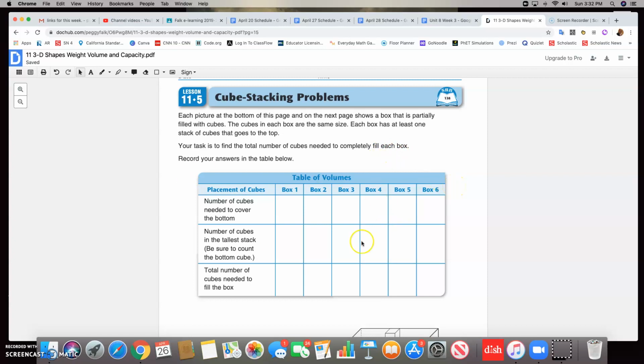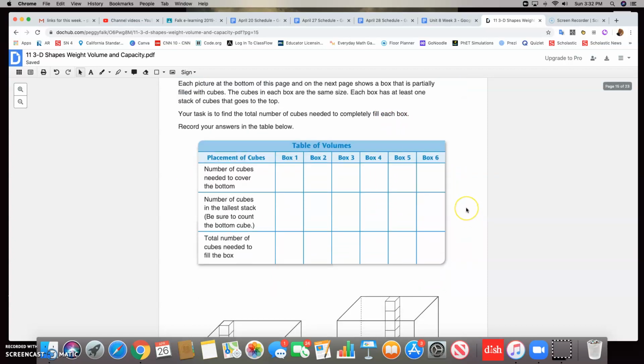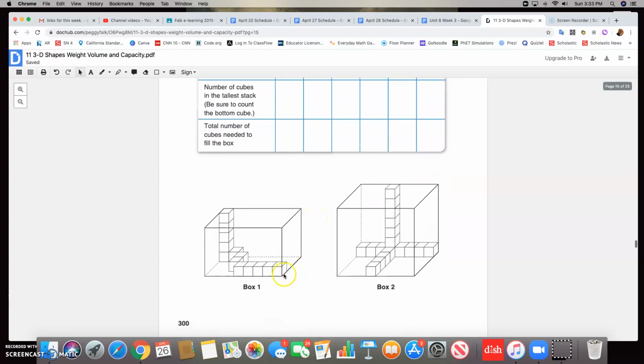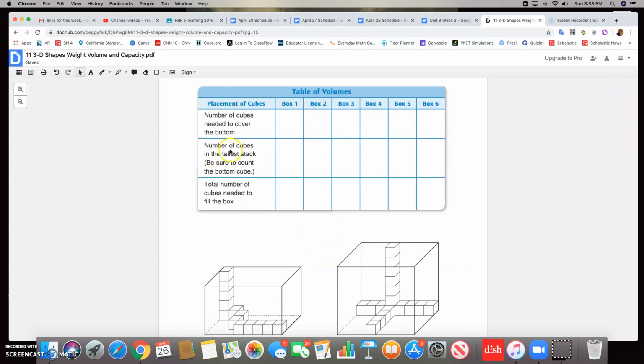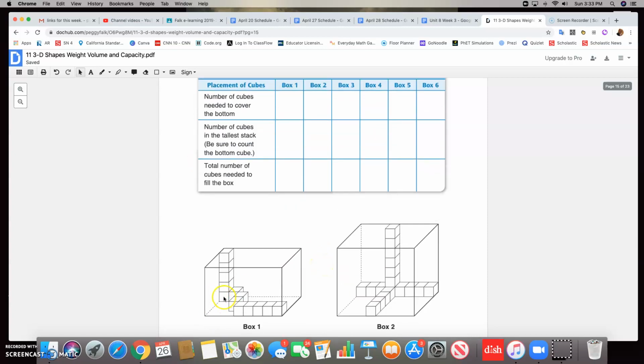So record your answers here. So we'll do 1 and 2 together. So row 1 is the number of cubes needed to cover the bottom. Okay, so here, how many cubes is it going to fill the bottom of this rectangular prism, we call those? Okay, row 2, number of cubes in the tallest stack. Okay, that would be this one, from bottom to top. And then total number of cubes needed to fill the entire box.